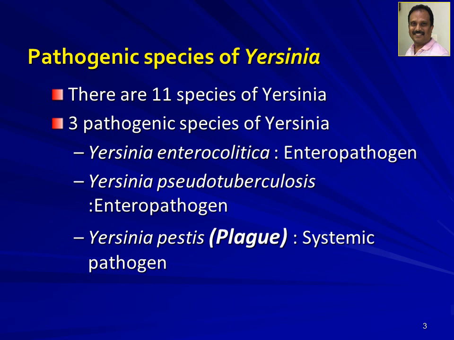As I mentioned already, there are three important pathogenic species, even though there are 11 species in the genus Yersinia. One is Yersinia pestis, which is responsible for a systemic disease known as plague. Another is Yersinia enterocolitica, causing enterocolitis, which is an enteropathogen. Another is Yersinia pseudotuberculosis, which is another important enteropathogen. The disease almost resembles the disease produced by Yersinia enterocolitica.